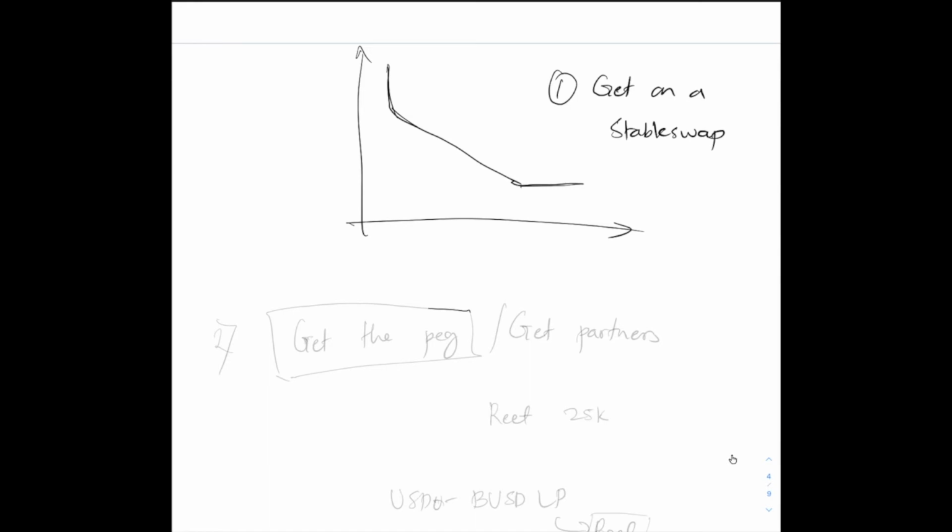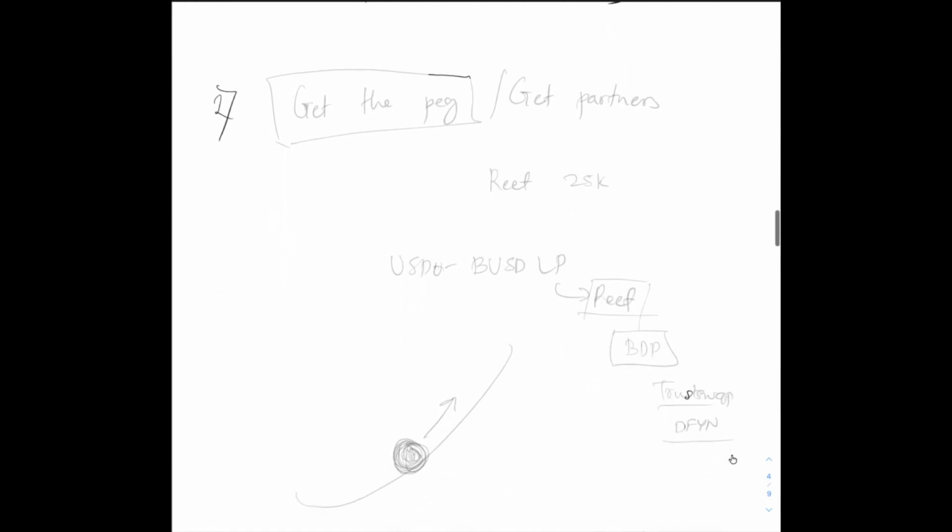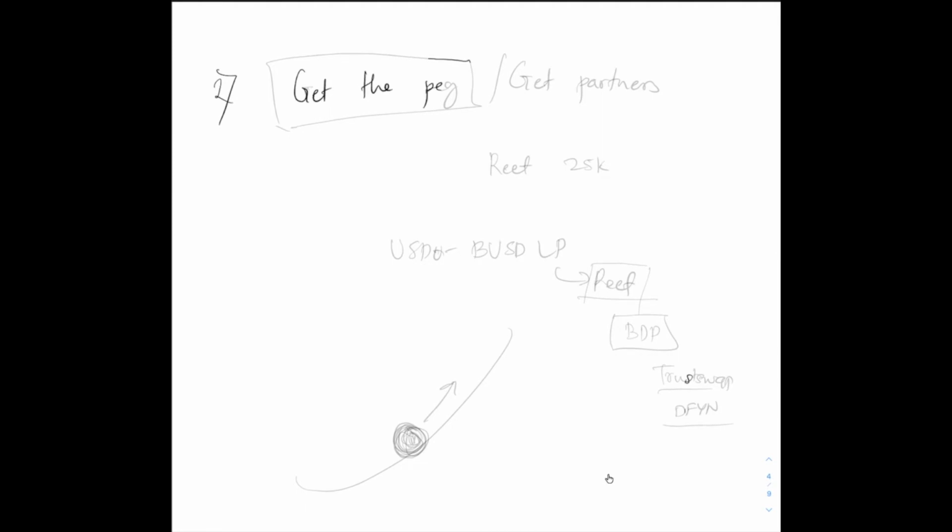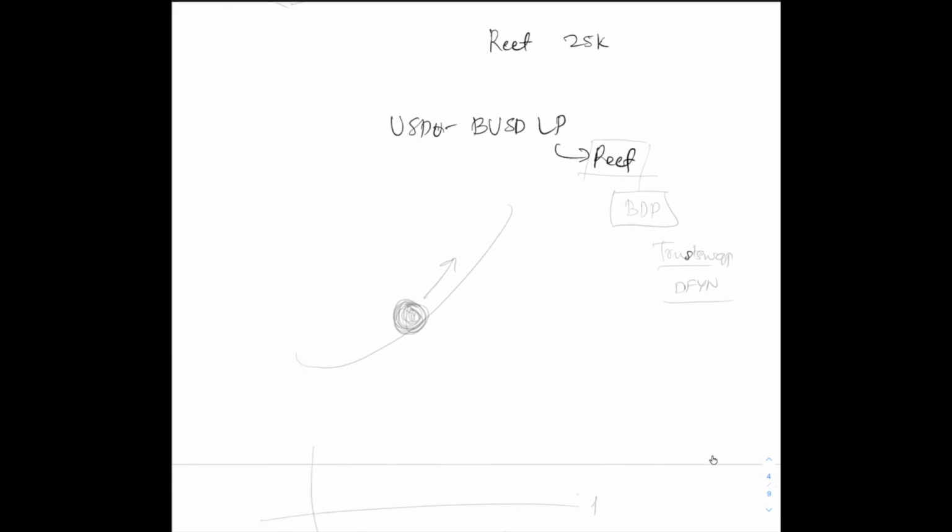The second thing, and this part is really chicken and egg: get the peg, get partners. So we are having some success in this, where we have partners who are willing to offer incentives for USDO. We already have Reef, which offers 25k worth of incentives. You can stake Reef, mint USDO, and the USDO BUSD LP can be staked on a farm to earn more Reef tokens, which is good, and that incentivizes LP providers, which, if it was not for PancakeSwap, the slippage would be much lower. But it's a good start.